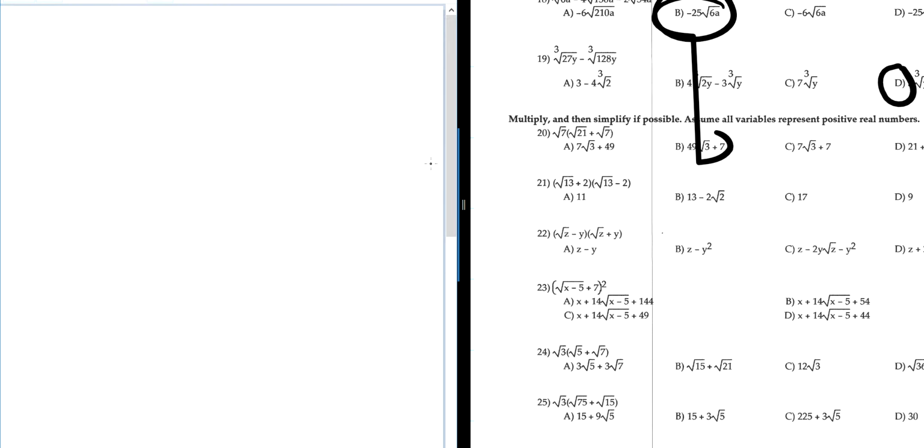All right, number 20. Distributive property here. So that's going to mean the square root of 7 times 21 is 7 and 147, and that will be plus the square root of 49, which is 7.